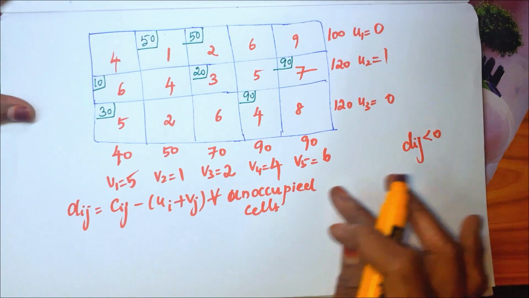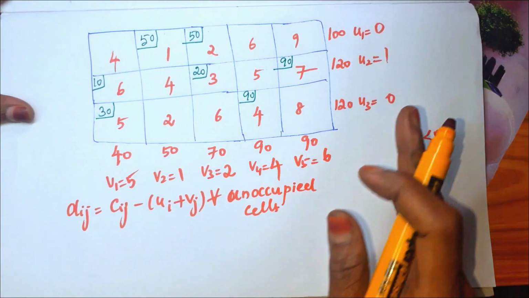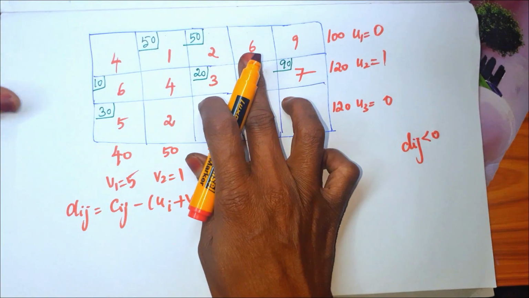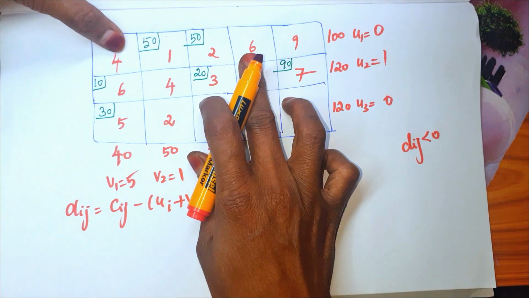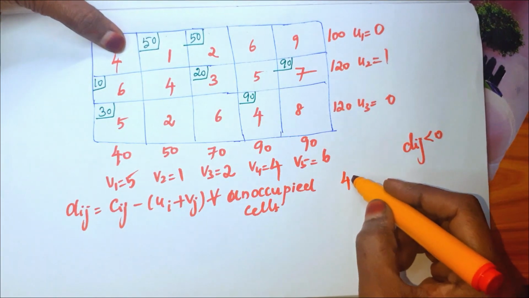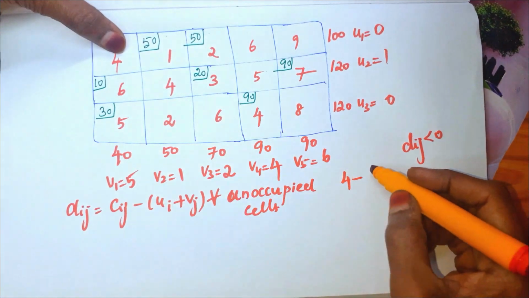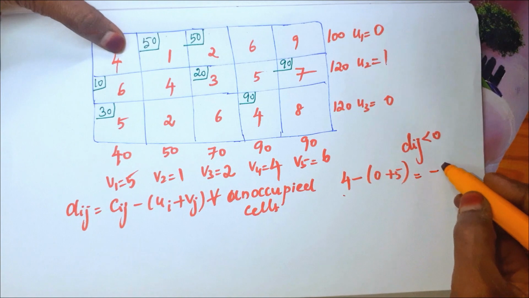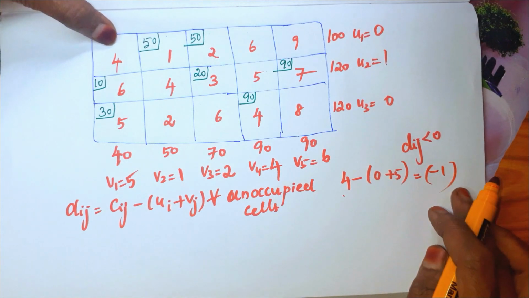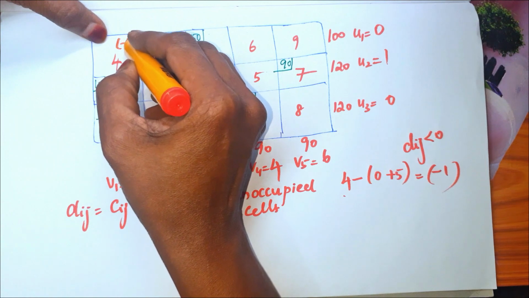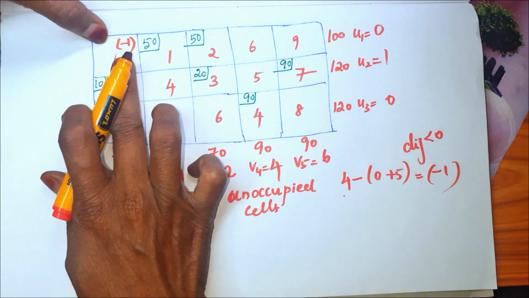Okay, so let me check whether all dij's are positive or not. For that, first I have to calculate dij values for all unoccupied cells. For example, for the first cell, how to find dij? cij, that is 4, minus (0 plus 5). 4 minus (0 plus 5) is minus 1. So from the first cell itself, we are getting a negative value. So write dij values at the right side topmost corner within brackets.